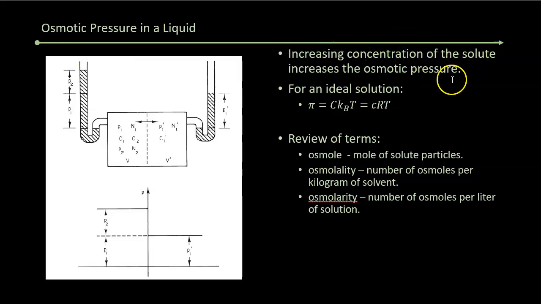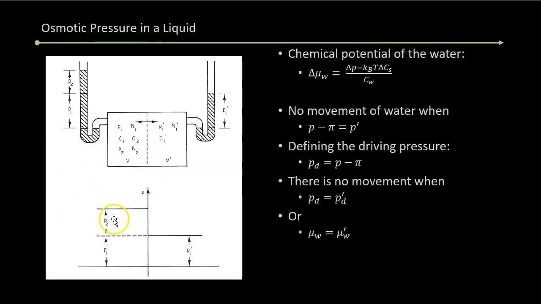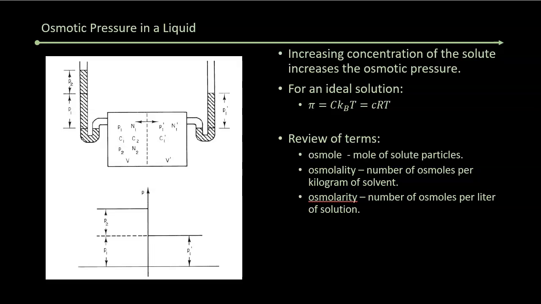If we increase the concentration of the solute, we increase the osmotic pressure, right? So for an ideal solution, this pressure is just C kBT or CRT. And the osmotic pressure again is due to all the things that can't go through. So if we add in more stuff that can't go through, clearly the osmotic pressure goes up.